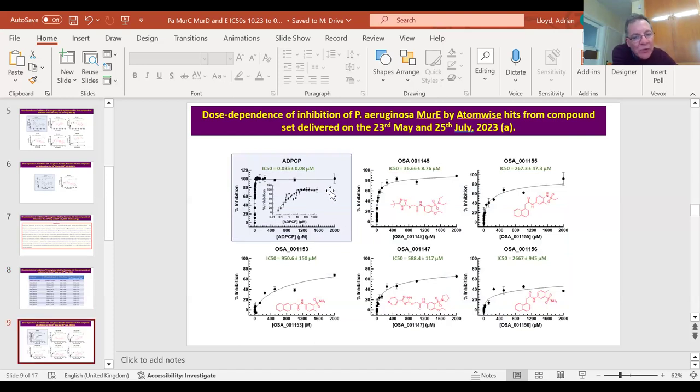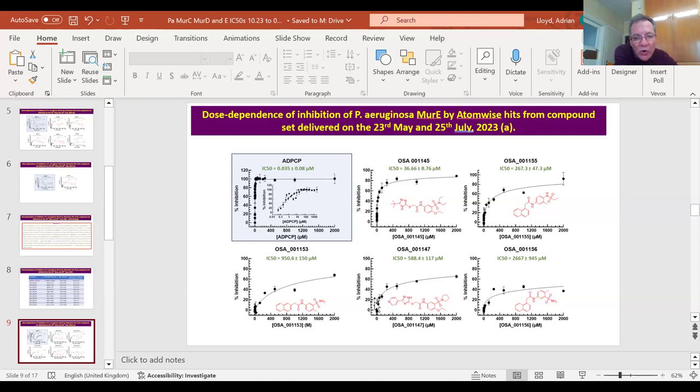the positive control, we've actually increased the number of points here to cover the sub-micromolar range. So you've got the complete curve here. OSA 001145, which previously with MurD was disappointing, gives an extremely nice IC50 with a nice width of 36 micromolar. And similarly, OSA 1155 again gives a relatively well-behaved IC50, but again, it's plateauing early. Similarly, 00147 plateauing early, 00156 the same.